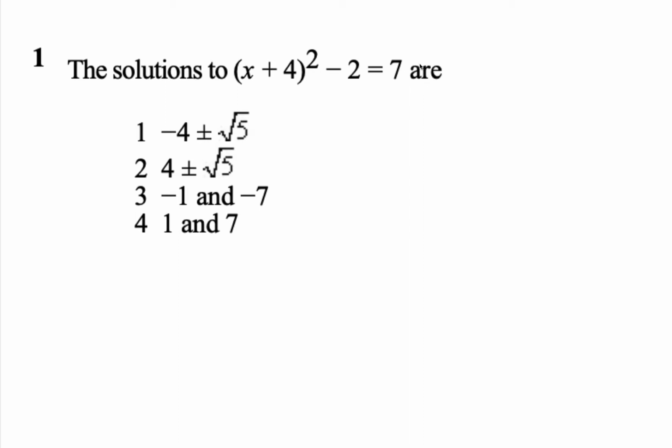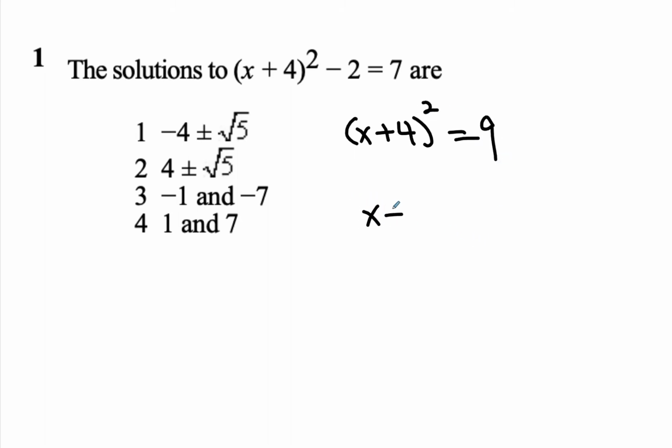Let's look at some quadratic practices. For the first question, the solution of this one. So how are we going to do this one? Notice that this one already has a completed square in the first part. So what we're going to be doing is we're going to add 2. Then we're going to have (x + 4)² is in fact equal to 9.